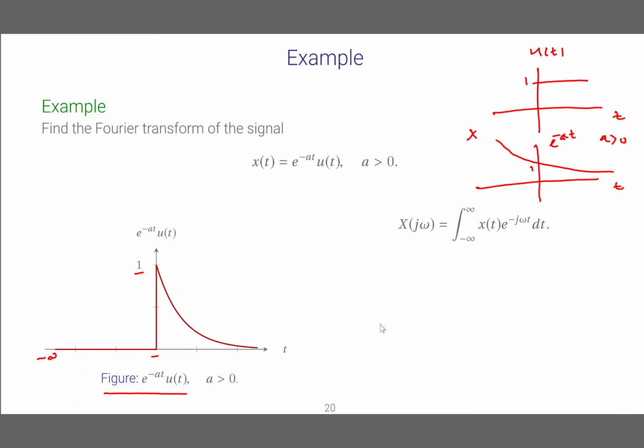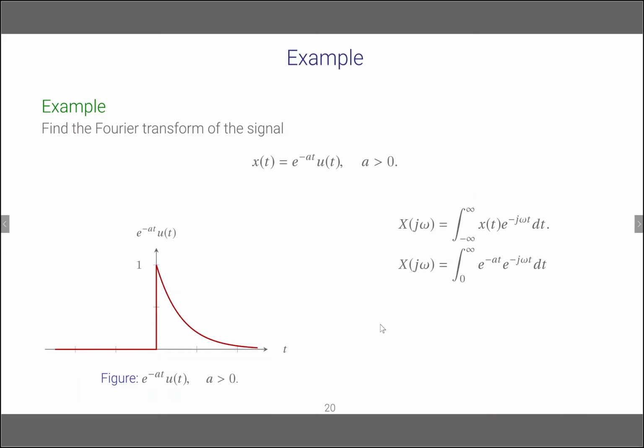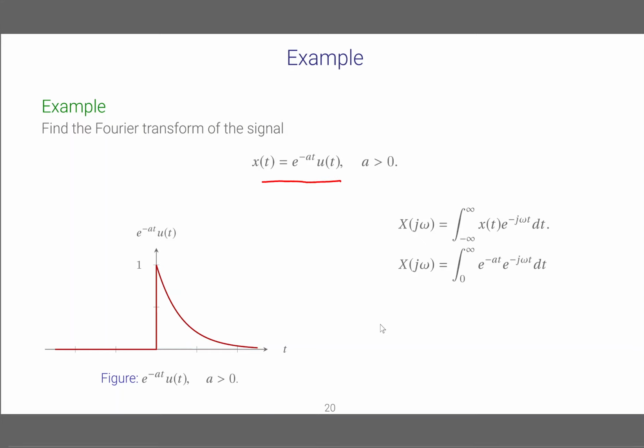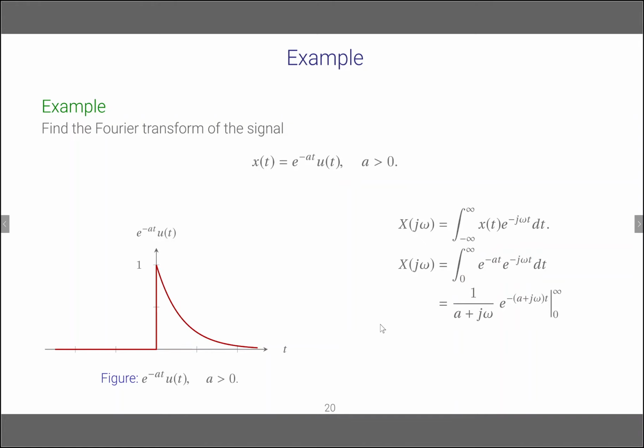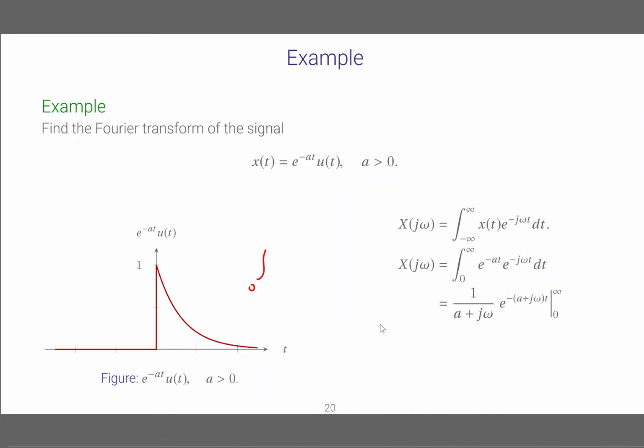So now we apply the Fourier transform analysis equation to obtain the Fourier transform of this signal: X(jω) equals the integral from minus infinity to infinity of x(t) e to the power of minus jωt dt. When we substitute this particular x(t), we can do the integration from 0 to infinity because of the nature of the signal, e to the power of minus at times e to the power of minus jωt dt. So we can gather the terms, and the integral looks like this.